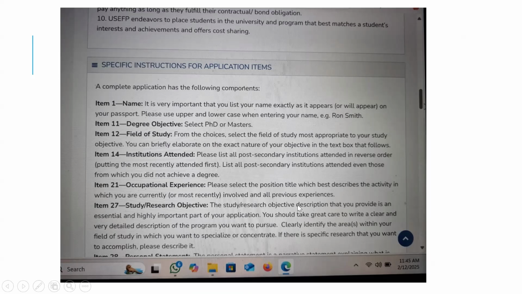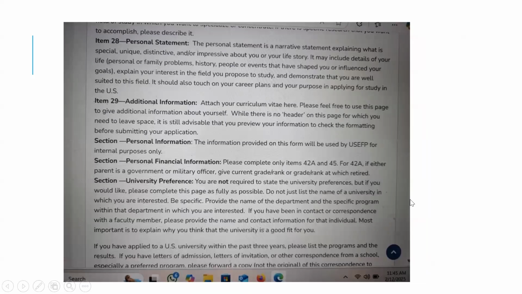The study research objective description that you provide is an essential and highly important part of your application. You should take great care to write a clear and very detailed description of the program you want to pursue. Clearly identify the areas within your field of study in which you want to specialize or concentrate. If there is a specific research that you want to accomplish, please describe it. So this is the part where you write about your study objective, about your research objectives.